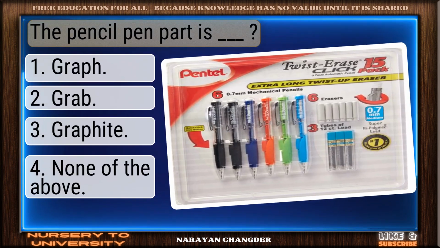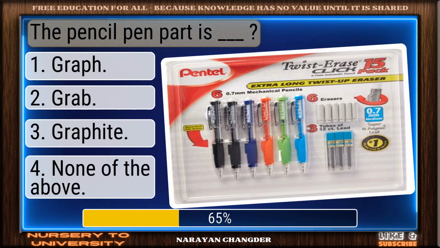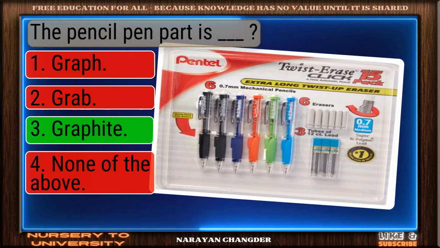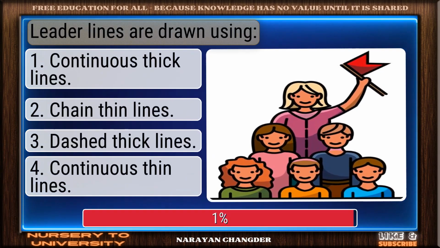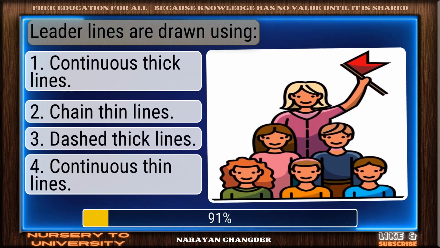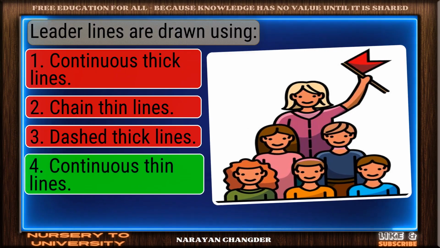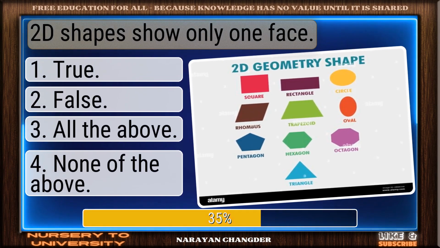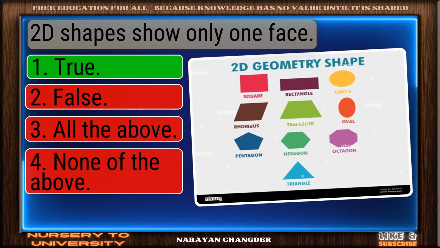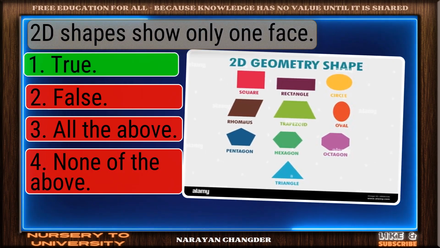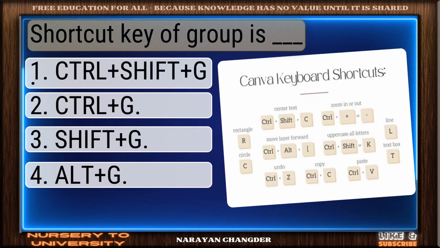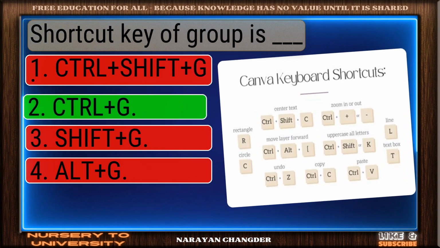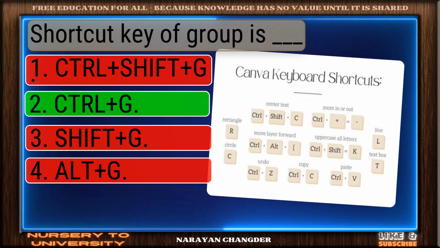The pencil lead part is dash. Strong choice. Graphite is right. Leader lines are drawn using. Well done. Continuous thin lines is right. 3D shapes show only one face. Great thinking. True is right. Shortcut key of group is dash. Sharp thinking. Ctrl plus G is right.